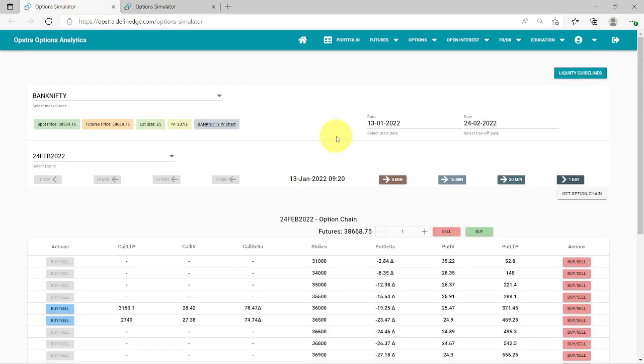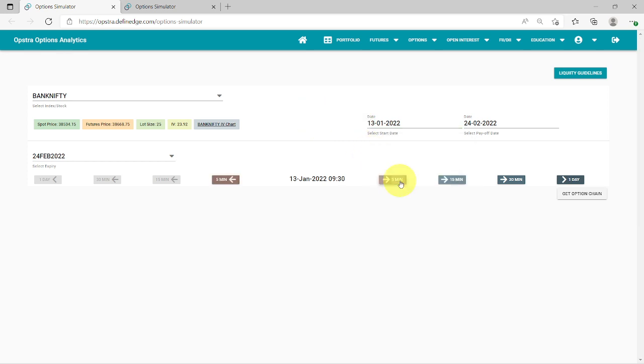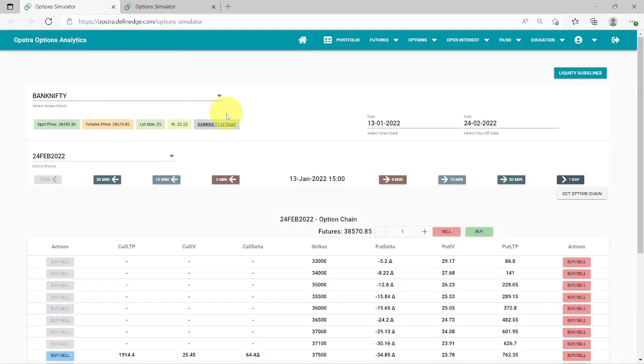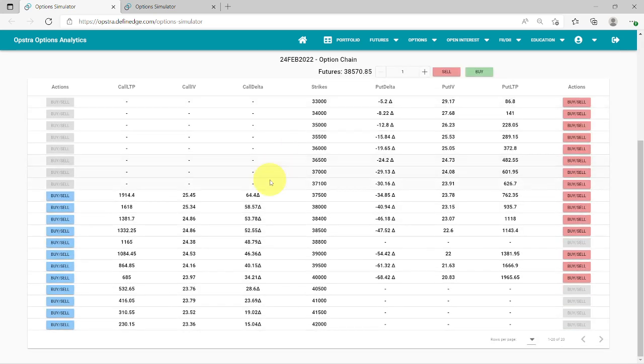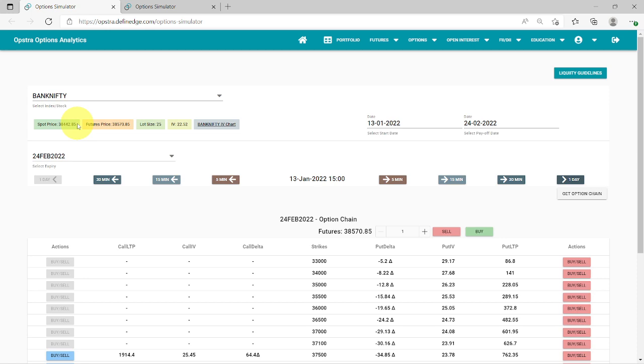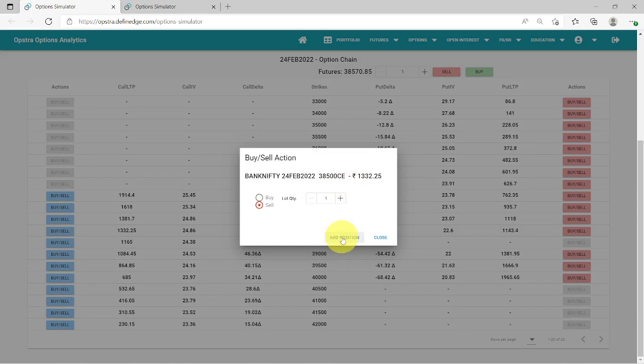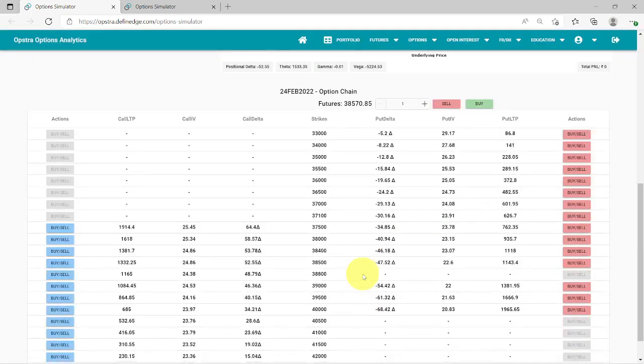Similarly, I'll show you one more month, for the February expiry, where we'll be entering in the second week of January, as January has only 4 expiries. Let's see where the market is at 3 p.m. Market is somewhere around 38,400, so we'll say 38,500. Let's take everything in multiples of 500, because Bank Nifty will not be so liquid in the next month. So it is always better to have multiples of 500.